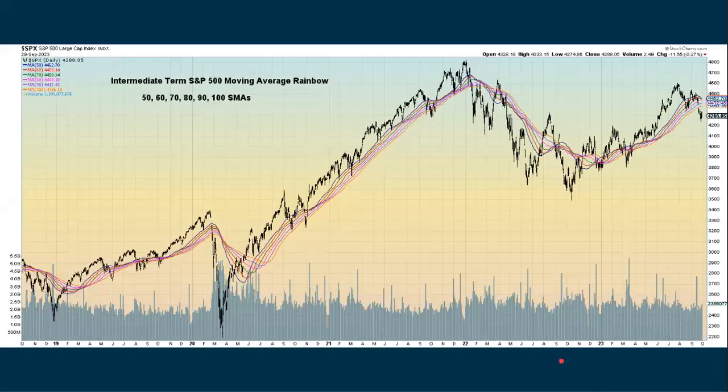Then we have an intermediate term rainbow. I have a short term rainbow, but I've been showing that one quite a bit in the videos. The intermediate term rainbow goes from 50 periods up to 100. It's kind of cool looking with the different colors here, but we're coming down below the intermediate term rainbow. And the longer we stay below this, the more these lines are going to begin to roll over, and that's more negative. I'll start showing this chart again if we start coming back up into the rainbow itself.